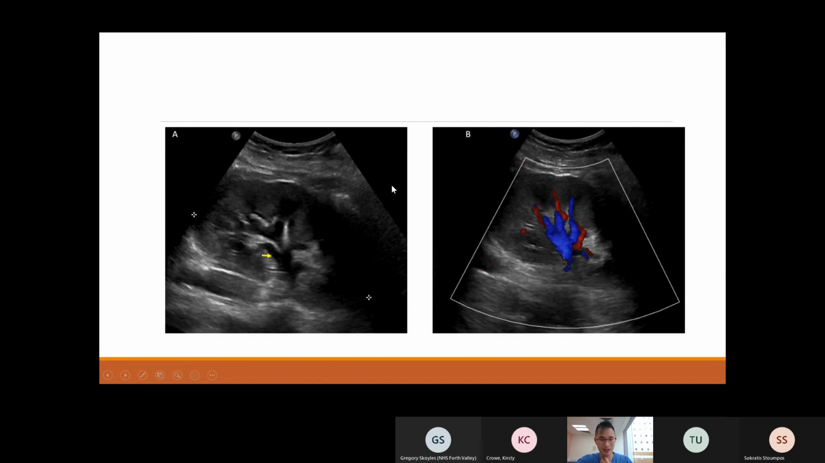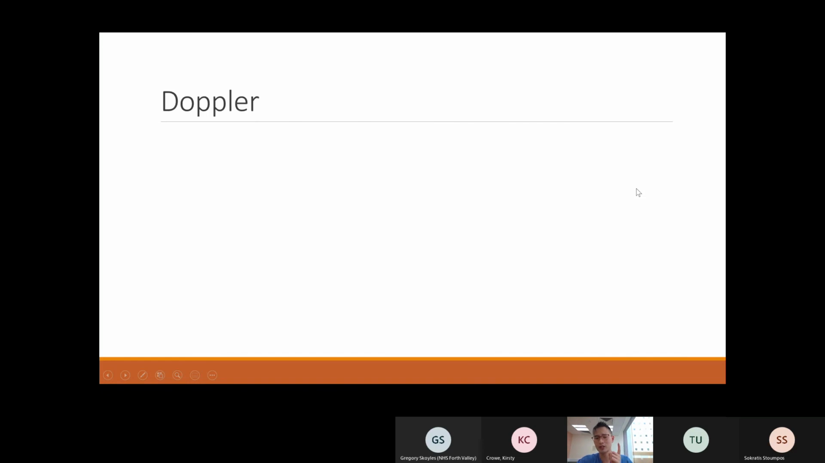Now, this demonstrates why it's important to put Doppler in. On the left here, you would have thought that this is possibly moderate hydronephrosis, because this looks like a pelvis and this almost looks like calyces. But once you put Doppler in, you can see that this is actually a blood vessel. So that's why, again, it's important in any hypoechoic areas to put your Doppler on.